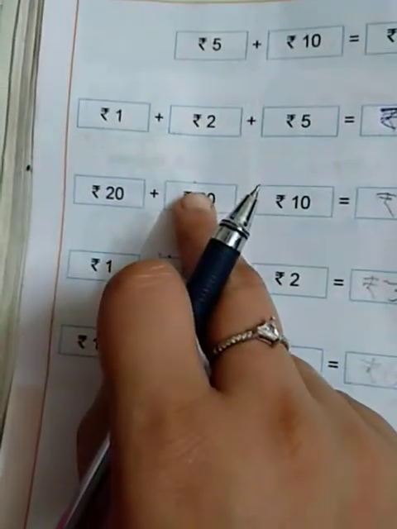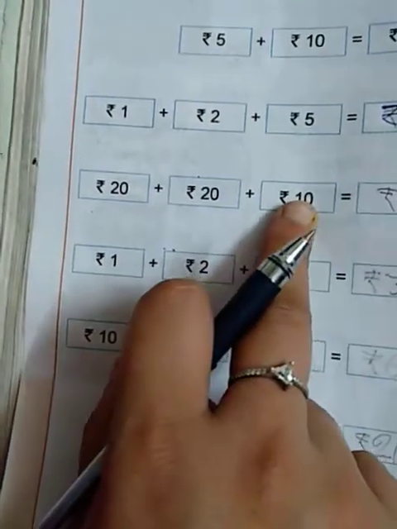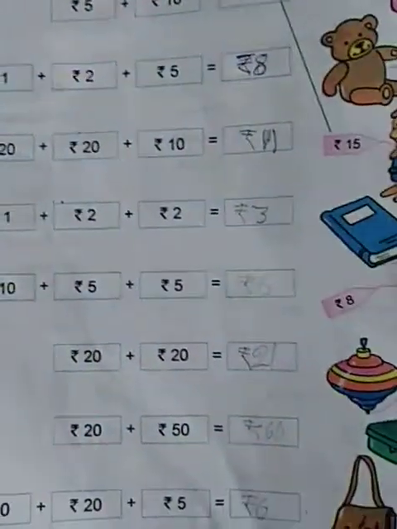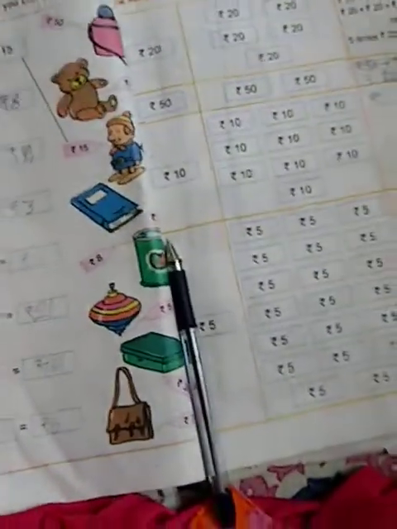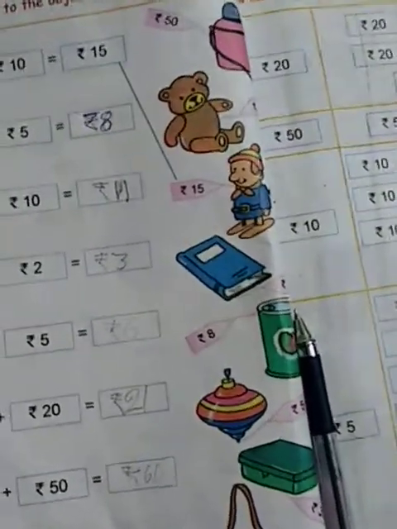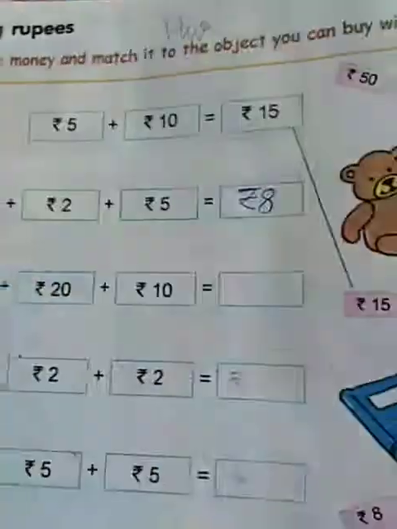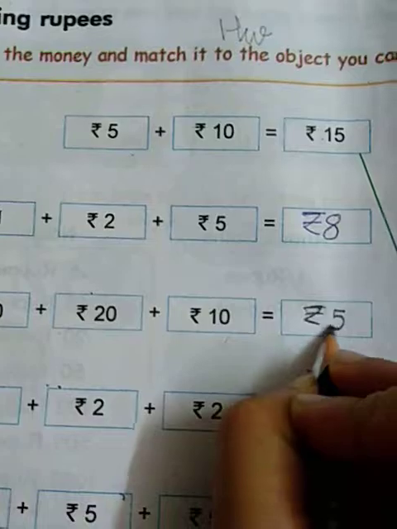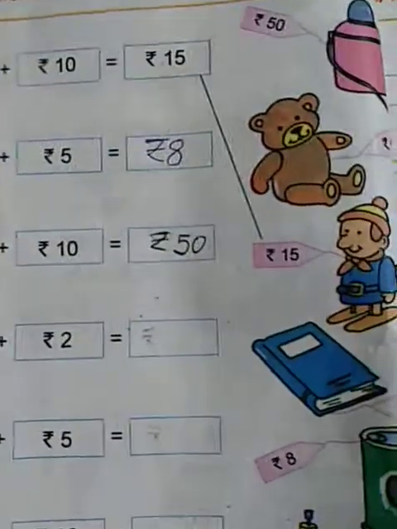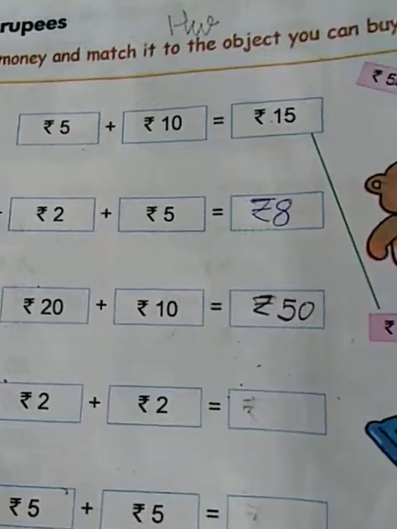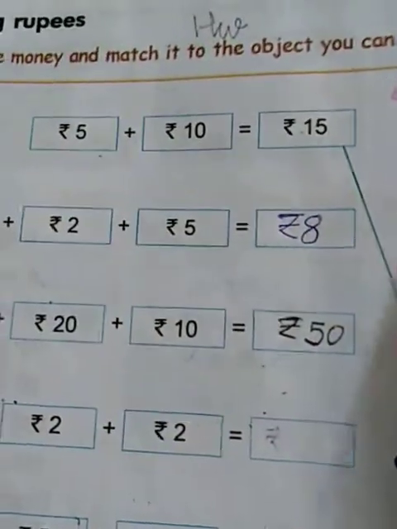Next is 20 plus 20 is 40. 40 plus 10 is 50. So match it with rupees 50. So rupee 50 is here, this bottle.